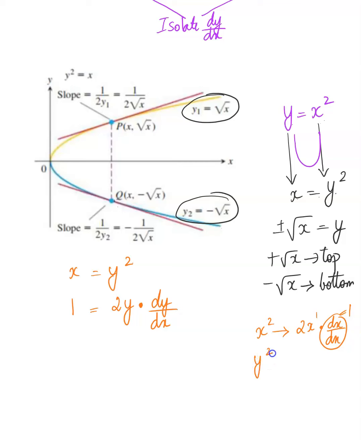But if it is y, it is not the x itself. So when you do the power rule like you did for the x squared, the power rule actually becomes the chain rule because you now have to insert the dy over dx. So that is the difference when you differentiate with respect to x, with x in the picture versus y in the picture. And then when you solve this for dy over dx, it would be 1 over 2y.